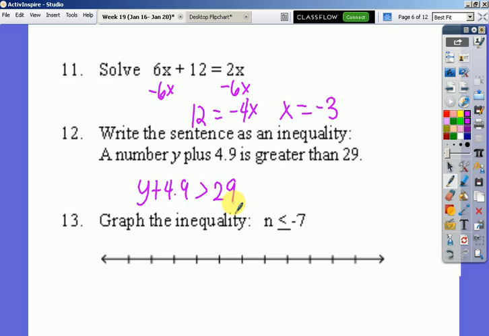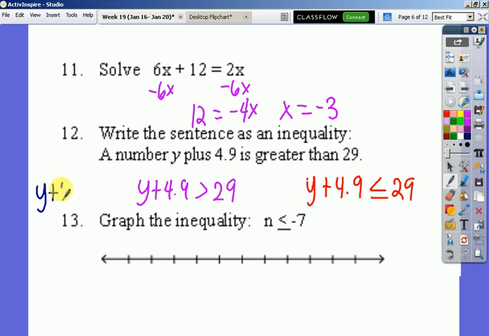Yeah, like that. Now what if I said at most? If I said at most, what would that look like? So if I said y plus 4.9 is at most 29, what does that mean? Yes. That means it can be 29 or less, right? What if I said y plus 4.9 is at least 29? What would that look like?